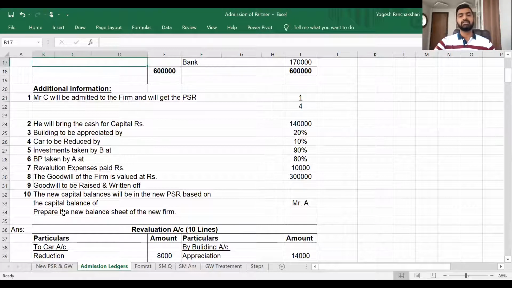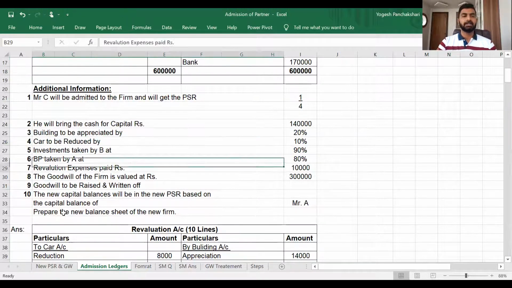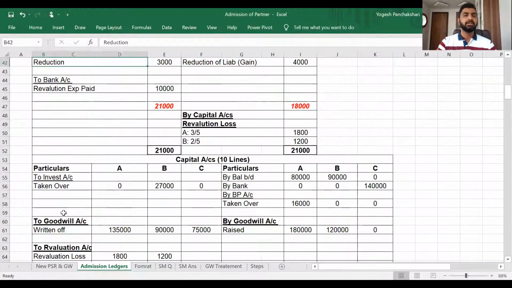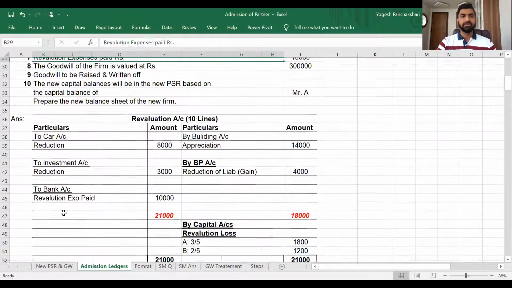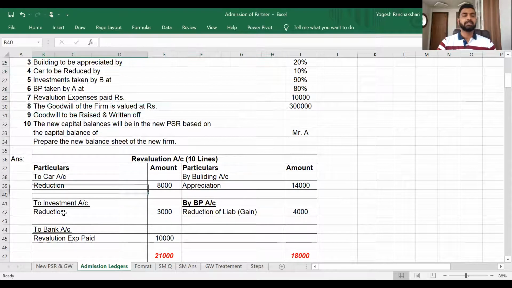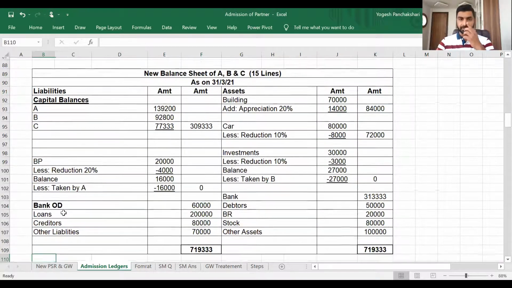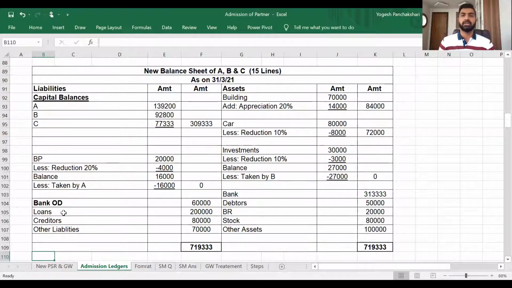Then comes the next step, that is record the cash brought in by new partner. That is bank account debit to Mr. C's account because he has brought some capital 1,40,000. Second effect to his capital account credit side. Next step is to make the revaluation of assets and liabilities. So all the assets which are revalued, as you can see in the balance sheet asset side, building appreciated, second effect revaluation credit. Car reduction, second effect it's a loss, so revaluation debit, debit all expenses and losses. Then investment reduced by 10%, so revaluation debit. Then bills payable reduced by 20%, it's a gain, so revaluation credit.